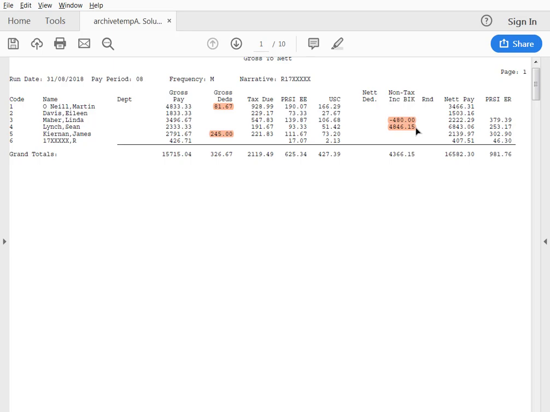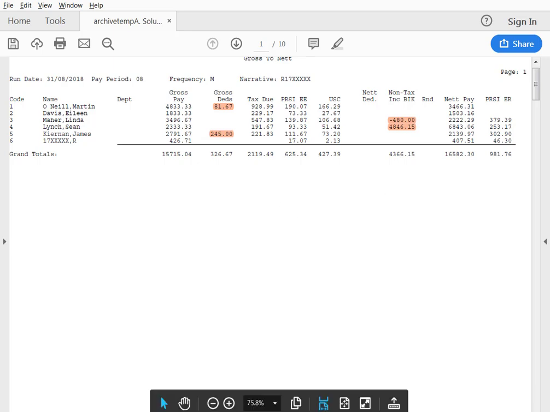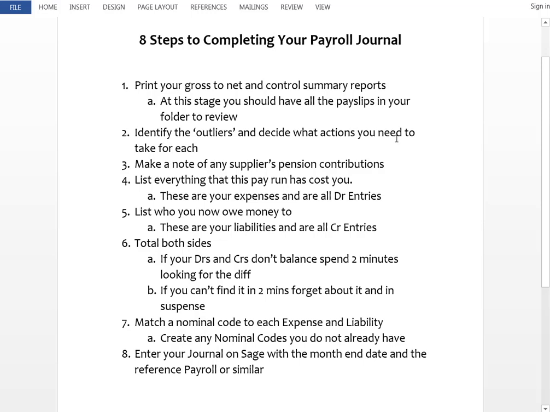So all things being equal, when I look at this, I've got 1, 2, 3, 4 and the employer's pension that I've got to take note of that aren't in our usual figures. Okay, so let's see, going back here, identify the outliers and decide what you need to do and make a note of any supplier pension contributions. Okay, so list everything as number 4 that this pay run has cost you. And these are all your expenses and they're going to be debit entries.